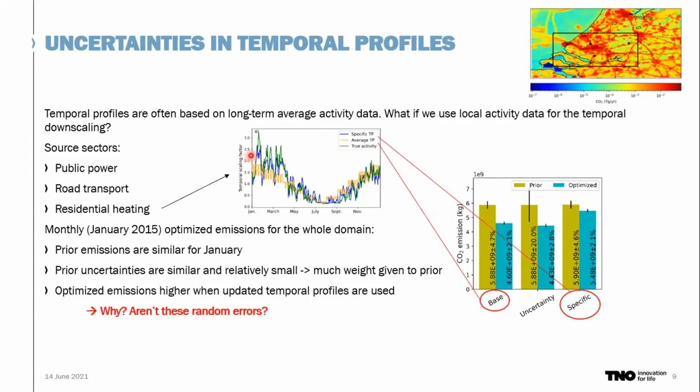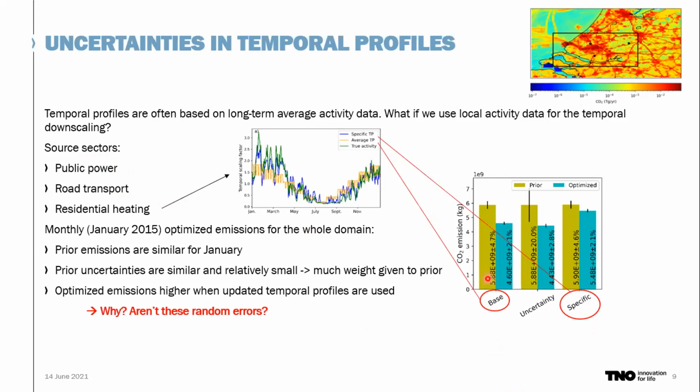And then we also made a new temporal profile, which is based on actual temperature data for this specific domain and period. And then you get the blue line and you see there's a lot more variability, and that it also better explains the true activity data represented by the green line. And we did a similar thing for public power and road transport. And then we optimized CO2 emissions for the whole domain for 1 month, January 2015.